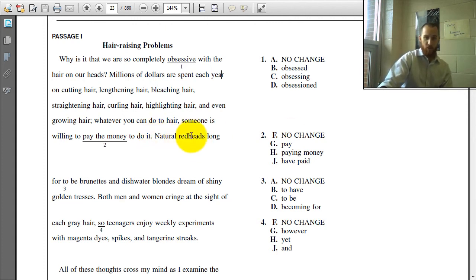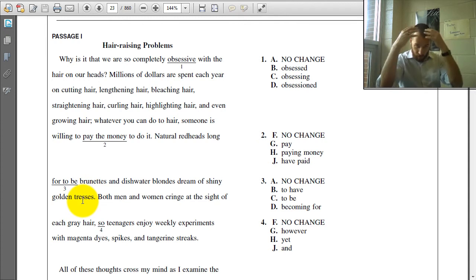Moving on. Natural redheads long for to be brunettes, and dishwasher blondes dream of shiny golden tresses. As you can see, I do not have any tresses, so I'm using context clues to assume that it has something to do with hair, which is something I appear to be lacking in. Once again, you don't need to know the vocabulary, so don't get wrapped up in something like the word tresses, which isn't relevant to what you're focusing on. So number 3, our options are no change, to have, to be, and coming for. The best answer is C.